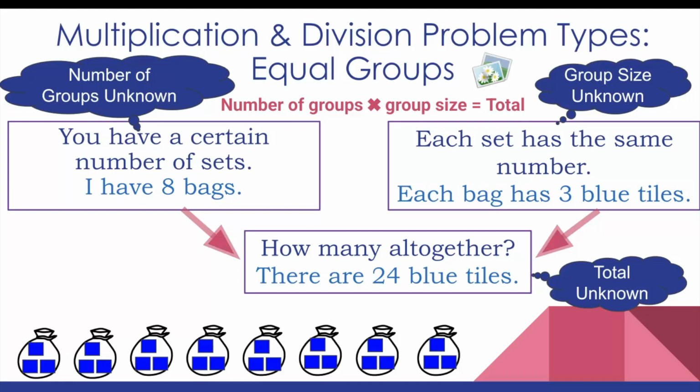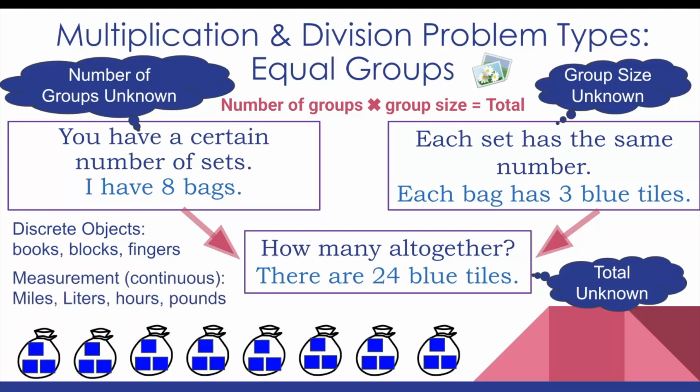Note that this example is with discrete objects. That is, objects that are seen as separate pieces. But similar situations can be created with measurement units such as miles, liters, hours, and pounds. Here is a measurement example. I have 8 bottles of soda. Each bottle has 2 liters of soda. How many liters of soda do I have?